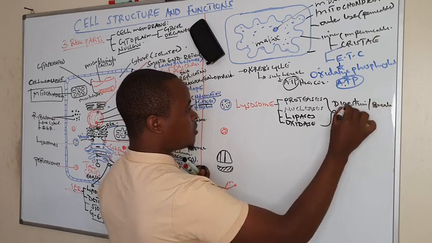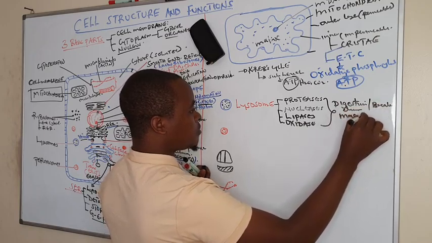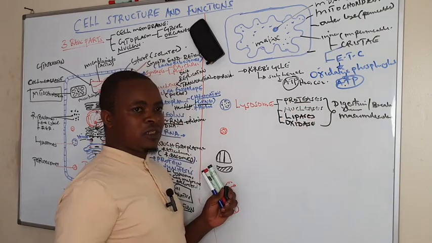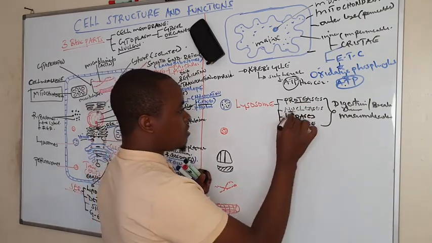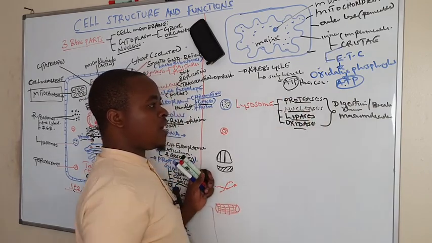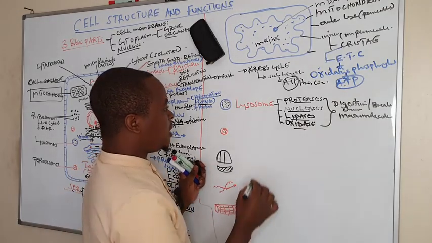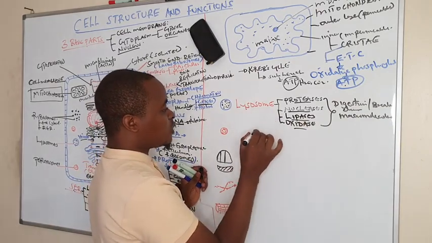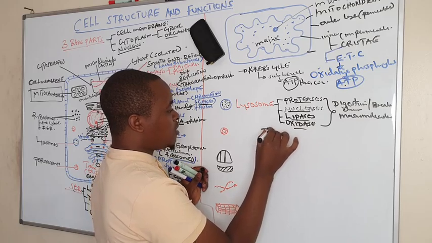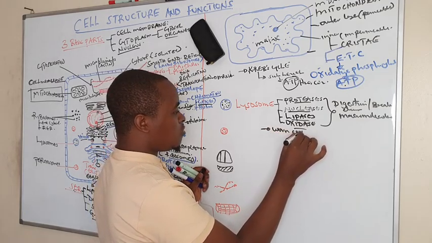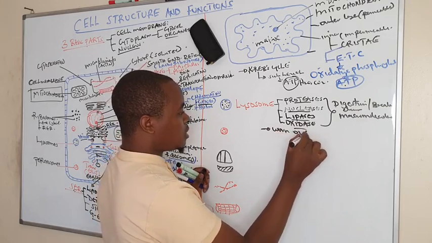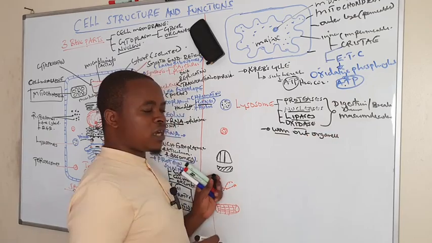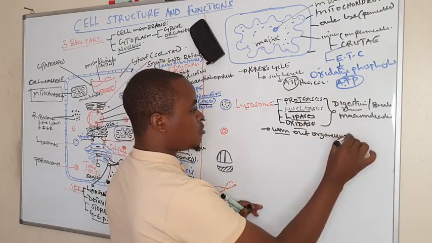They break down macromolecules, whereby macromolecules like proteins are broken down by proteases. Nucleic acids are broken down by nucleases, lipids by lipases, and all these act by hydrolysis. Then, apart from breakdown of macromolecules, these lysosomes are also responsible for breaking down worn-out cell organelles of the cell. They are destroyed or broken down by the lysosomes, and this is what we call autophagy.